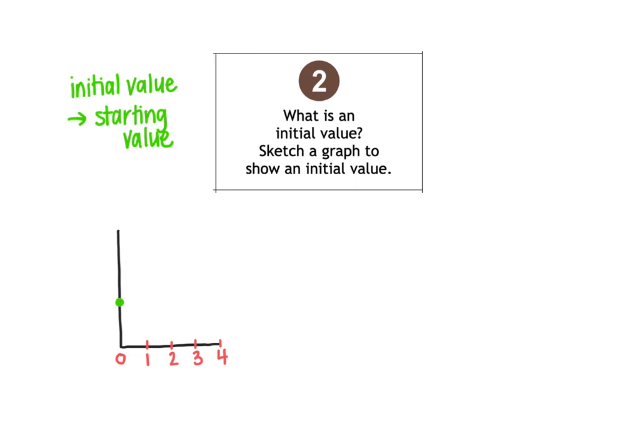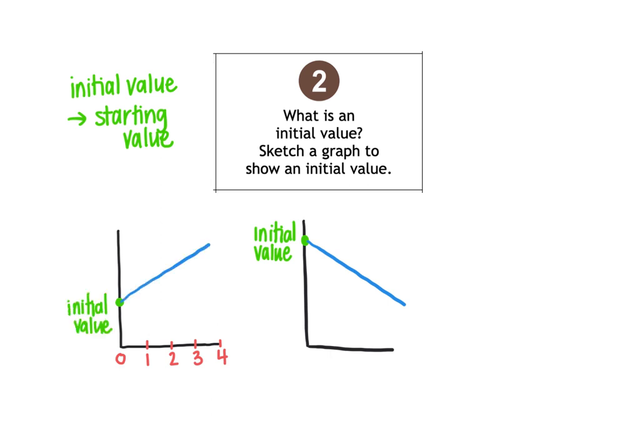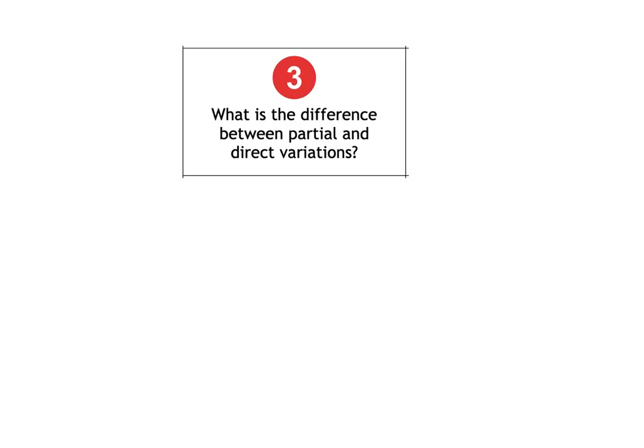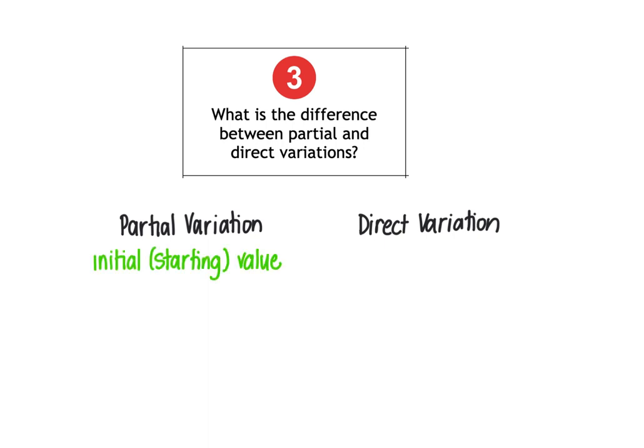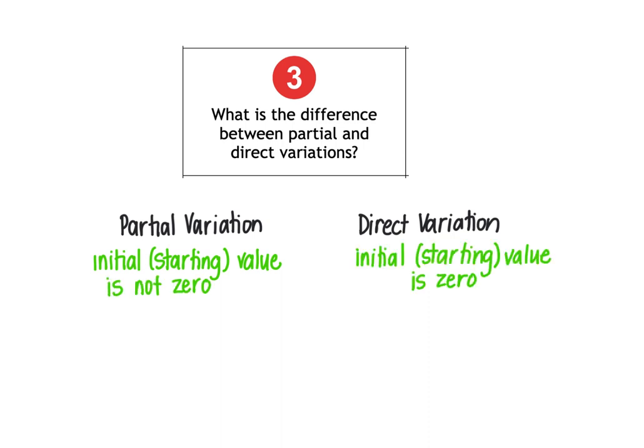The initial value could start high on the axes and then the line could go down, or the initial value could start lower on the axes and then the line could go up from there. This question asks us what the difference between partial and direct variations would be. We know that whether something is partial or direct variation depends on its initial value. A partial variation starts at anywhere that's not 0, where a direct variation will start directly at 0, 0.